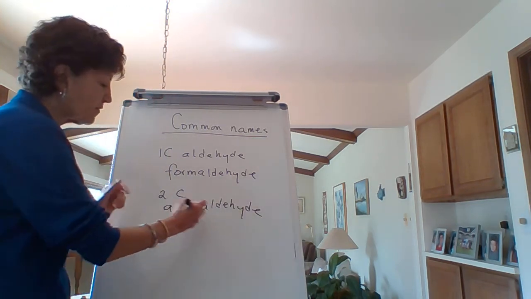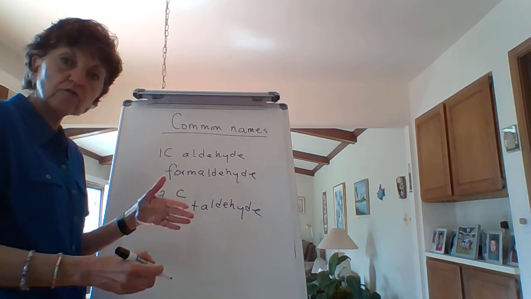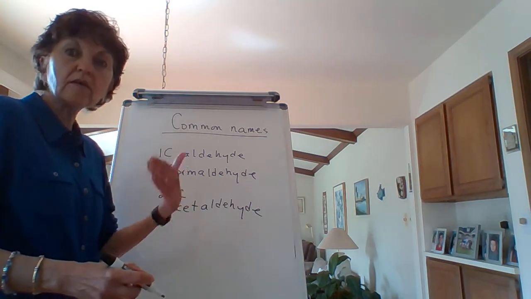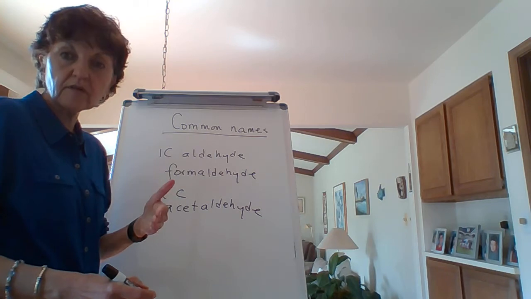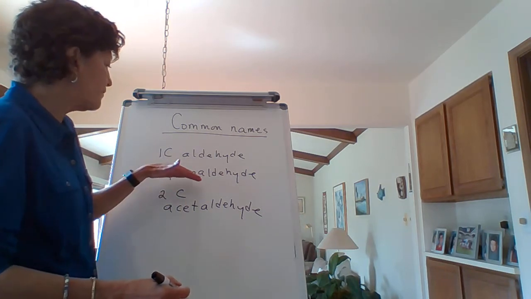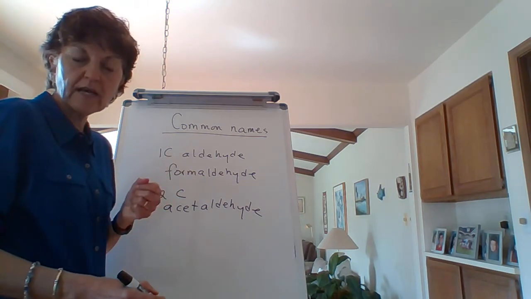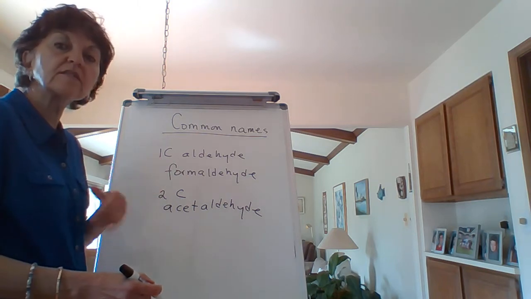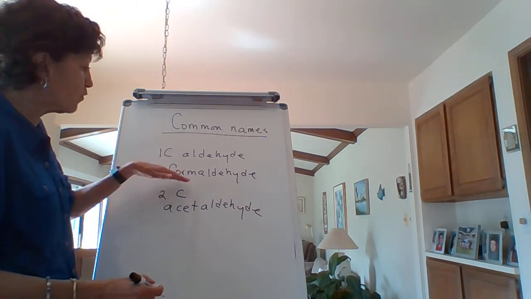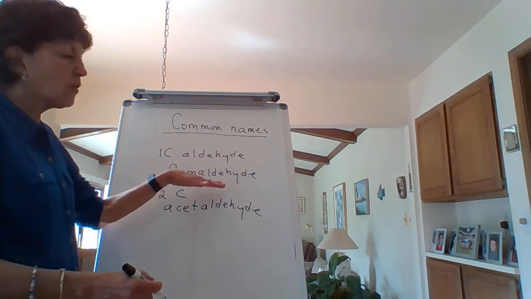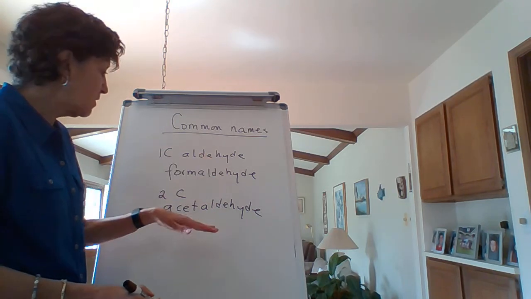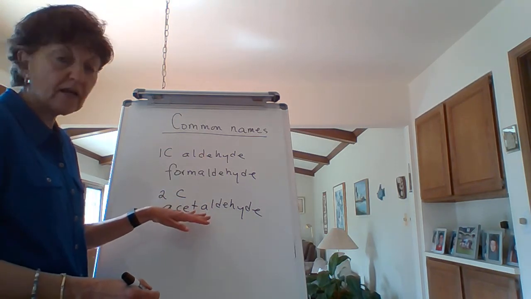You're going to see acet used in another chapter where acetic acid is a two-carbon acid. You'll see the form used also in the acid chapter. Formic acid is a one-carbon acid. So formaldehyde, one carbon. So IUPAC, this would be methanal. IUPAC, this would be ethanal.